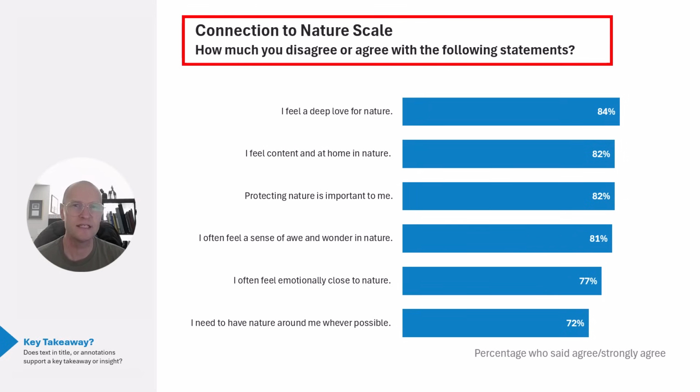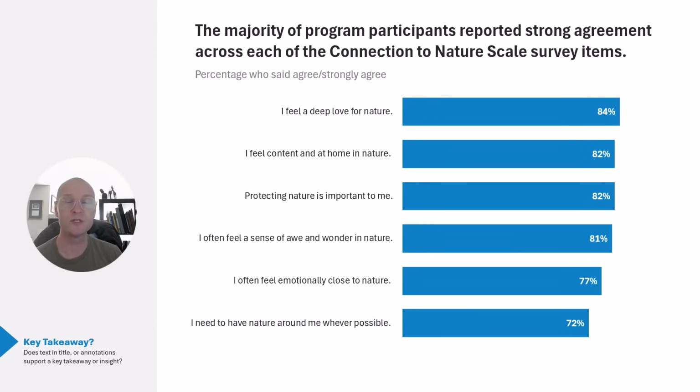But is there a key takeaway in my title? Connection to nature scale, how much do you disagree or agree with the following statements? That's the survey question. That doesn't tell me anything about the data. So let's go ahead and try to make a more interpretive title from these data. The majority of program participants reported strong agreement across each of the connection to nature scale survey items. Probably not the most revelatory of titles, but it gives you an idea of the type of title that you might want to think about for your chart.